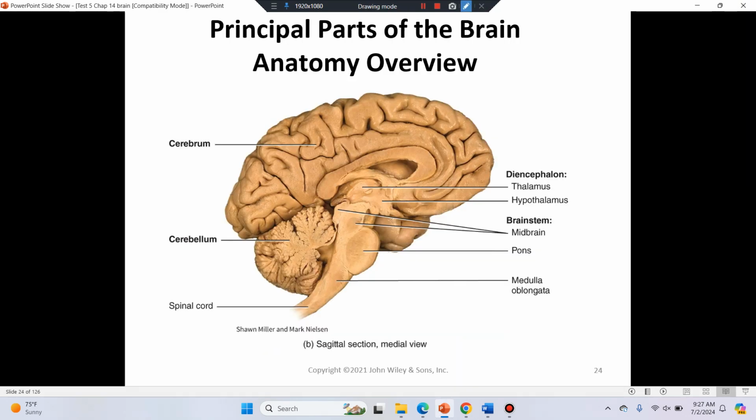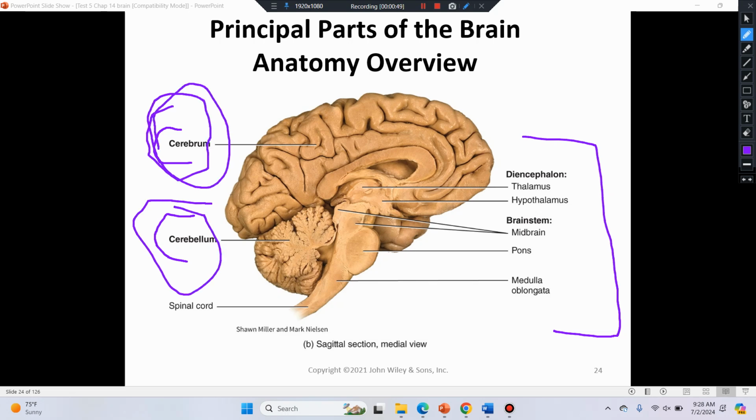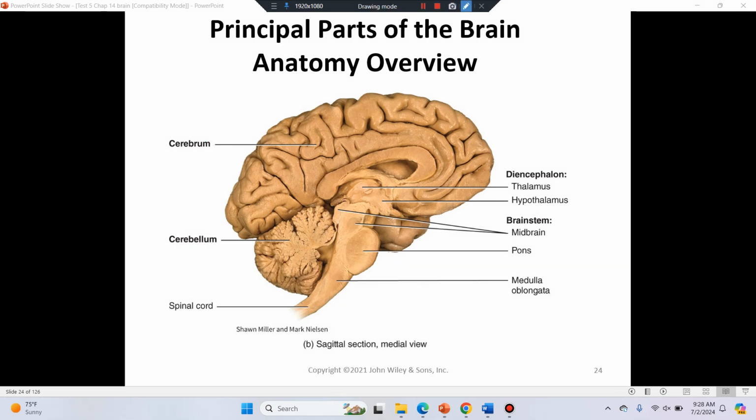Here's what it really looks like, at least a sagittal view of the brain. And we have the cerebrum, cerebellum. They look pretty different. And in other videos, we will indeed talk about all of these structures. But this is going to be the star of the show. Let's get deeper into it.